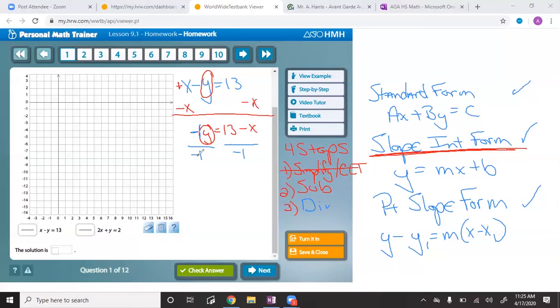-1 divided by -1 is what number? That's 1. So what's -1 divided by -1? 1. There you go. So what's left? Just y itself. Good. 13 divided by -1 is what? -13. There you go.